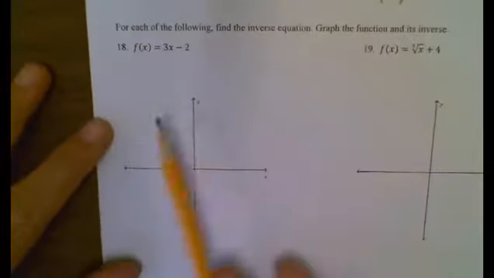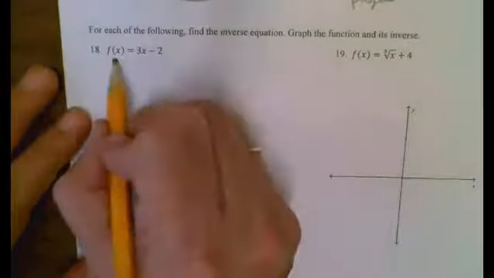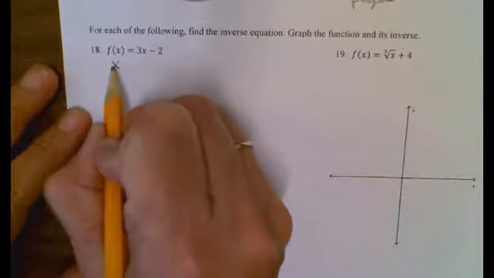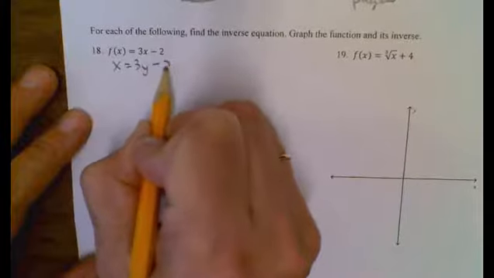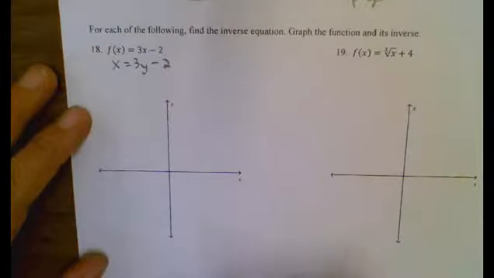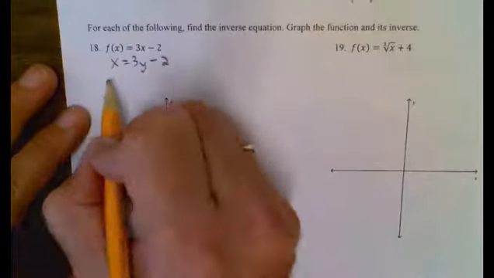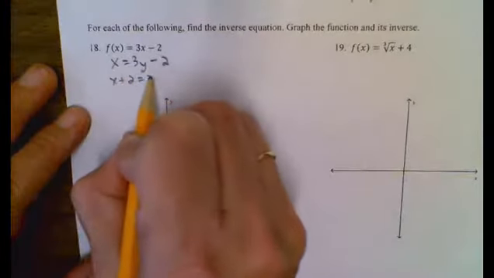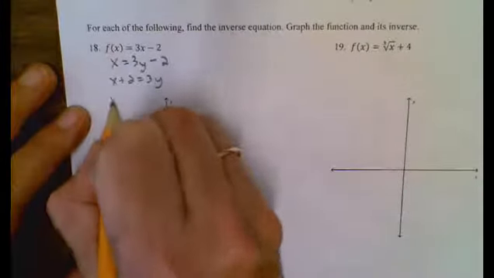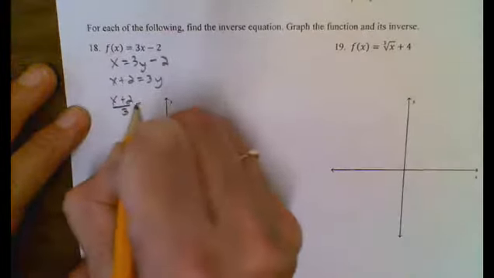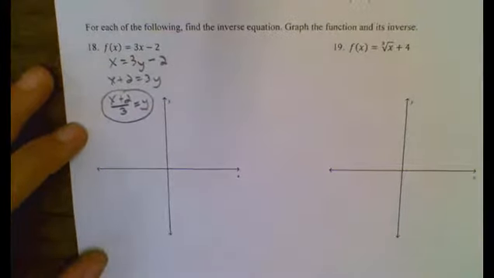All right, and then 18 and 19 are being able to find an inverse. So remember, to find an inverse, you switch the x and the y. So this becomes the x and 3y minus 2. That's really what an inverse is, but now you have to solve for y. So with this one, we need to add 2 to both sides, and then we need to divide by 3. And so really my inverse is x plus 2 over 3.